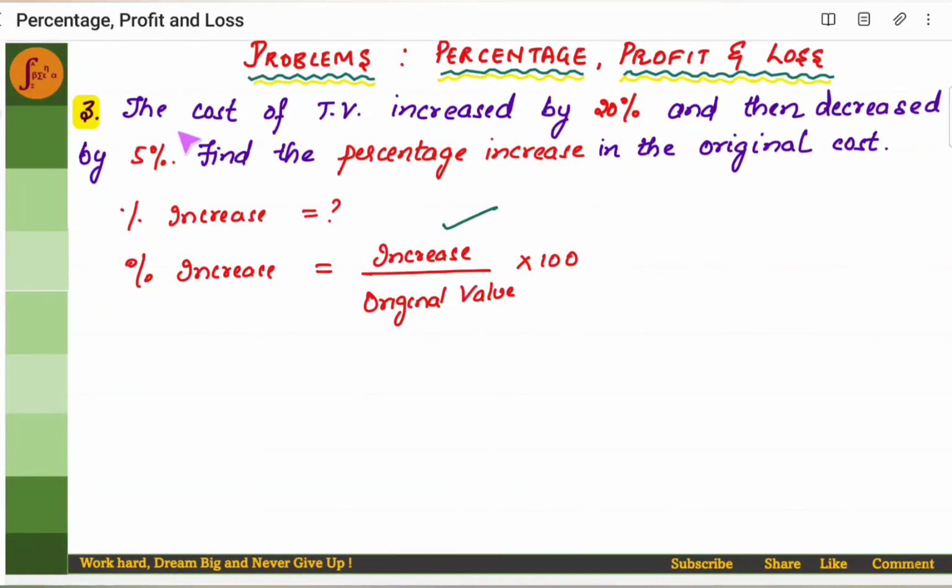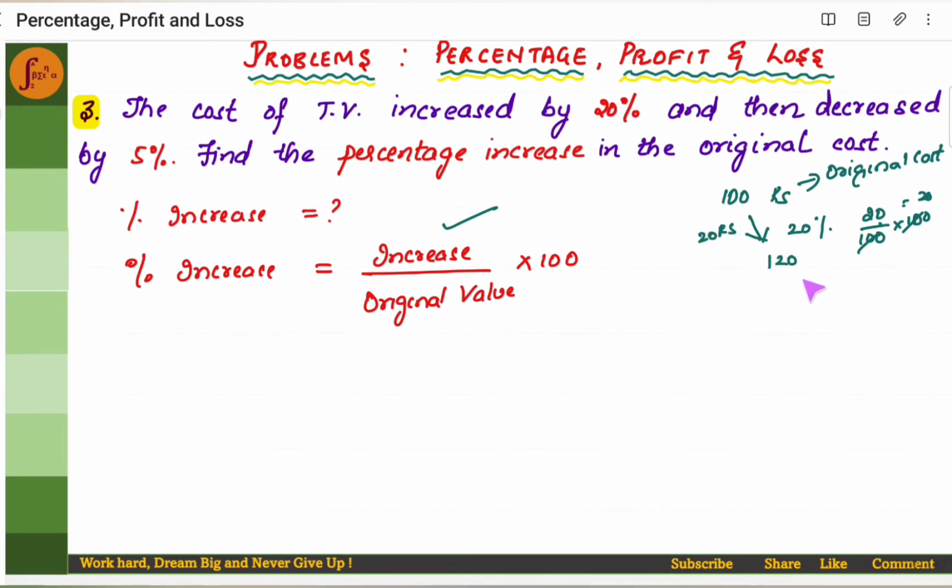Let us go through this problem where the cost of a TV increased by 20% and then decreased by 5%. Find the percentage increase in the original cost. Now, let's say the original cost of the TV is 100 rupees. Then you increase the price of the TV by 20%. What does it mean? 20% of 100 is 20 by 100 into 100, which is 20 rupees. So you increase the TV price by 20 rupees, which means it becomes 120 rupees.